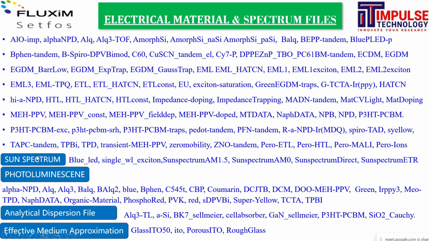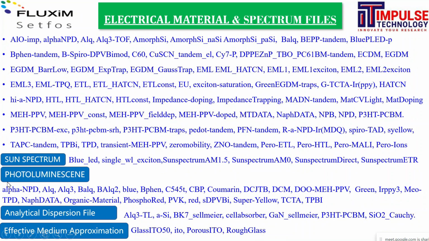Along with that electrical material, we have sun spectrum, blue LED sun spectrum, single wavelength excitons, sun spectrum air mass 1.5, air mass 0, direct sun spectrum, and global spectrums. So for the light input, the sunlight input, you can put it using this sun spectrum file.